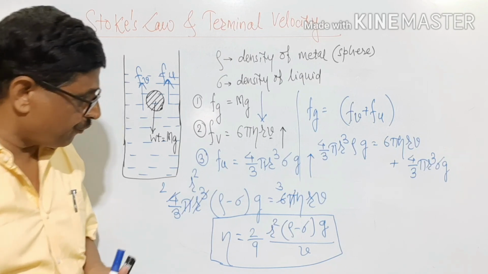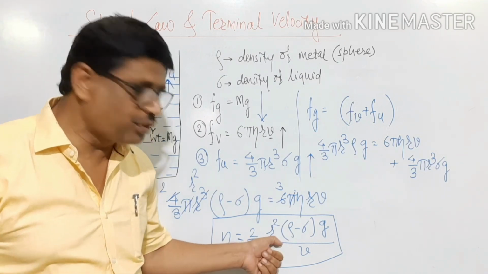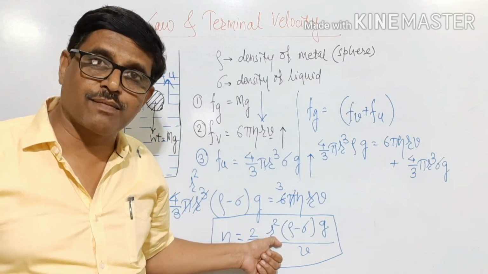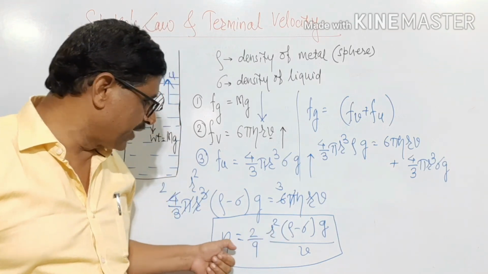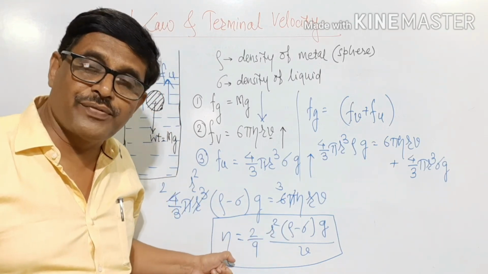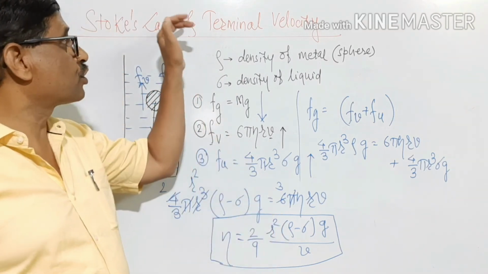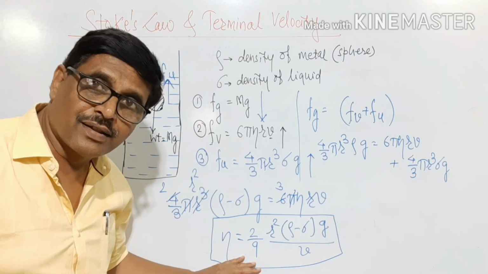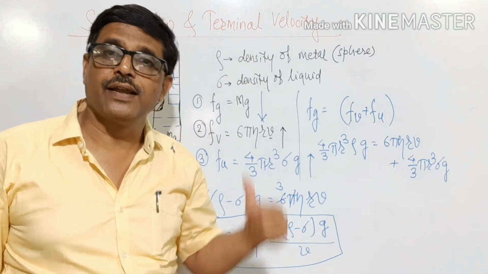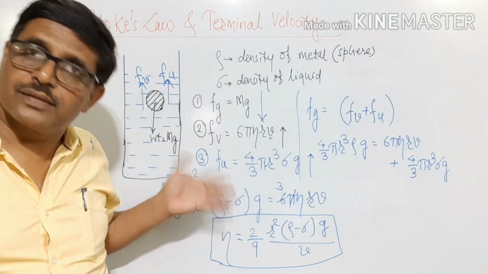and if the coefficient of viscosity is known to us, we are able to determine the radius of the spherical bob, and if the radius of the spherical bob is known to us, we are able to determine the coefficient of viscosity. This is all about Stokes' law, terminal velocity, and how to determine the coefficient of viscosity using a simple experiment. Thank you very much.